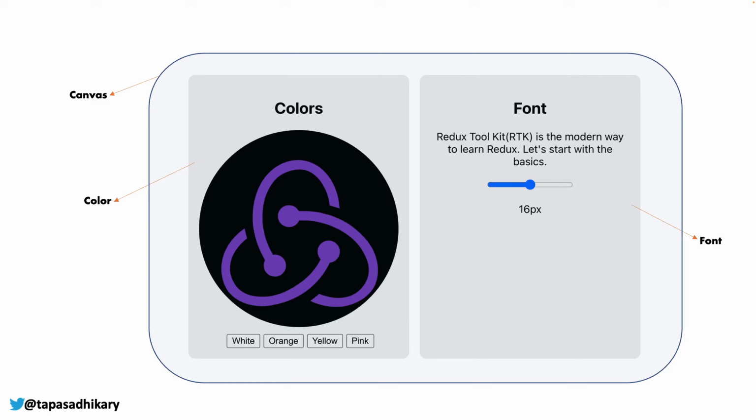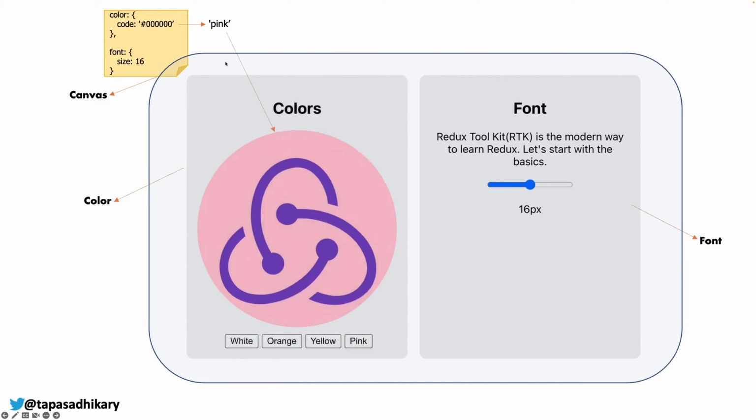How about the state? So one way that we can manage state is at the canvas level, at the parent component level. Like we have color with the code, and the default value is black. And then we have font with the default size of 16, right? Now, as and when I progress, for example, I click on this pink button, I am going to change this color from black to pink, and that's what is going to be reflected over here, and things are going to change, right?